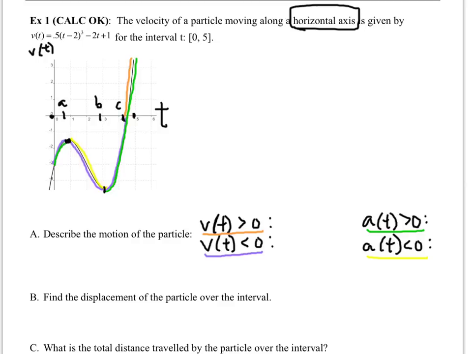Okay, so the important time values that we've got going on: A is a maximum of the velocity graph, B is a minimum of the velocity graph, and C is going to be a 0 of the velocity graph. And since this is a calculator-okay problem, go ahead and use your calculators to identify those time values right now and then come on back.